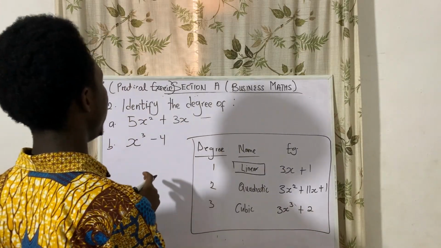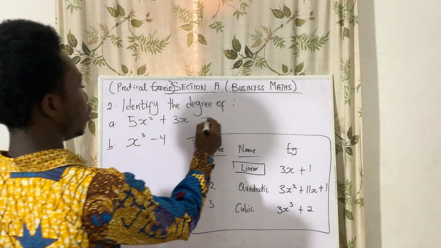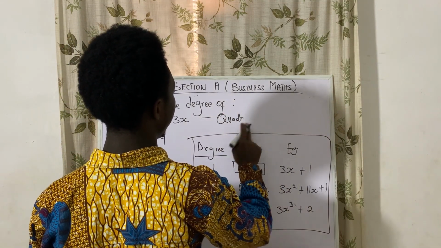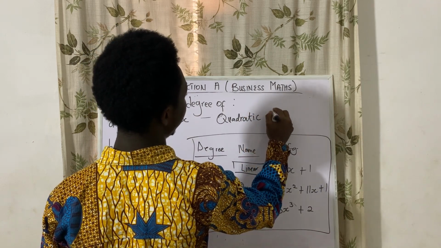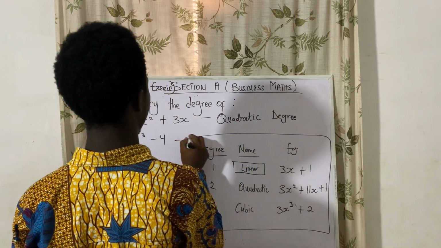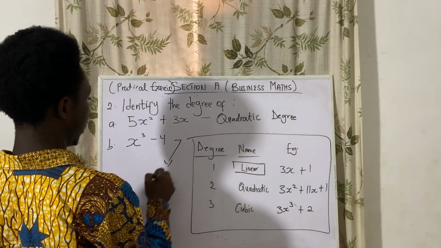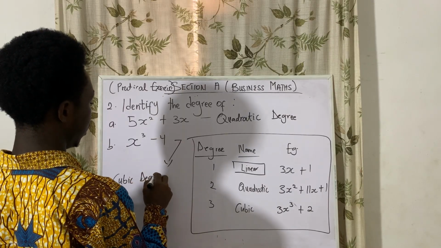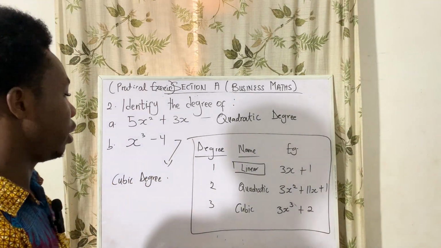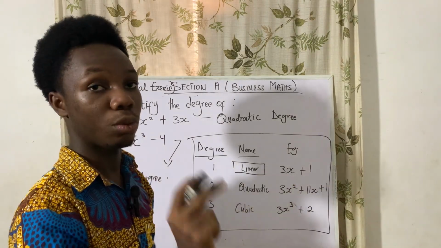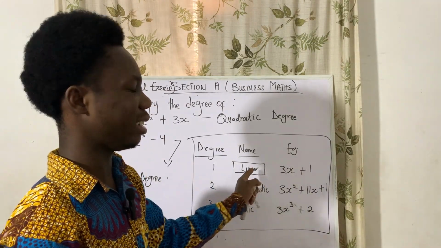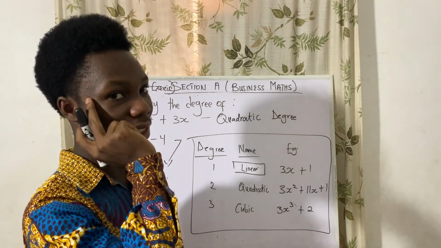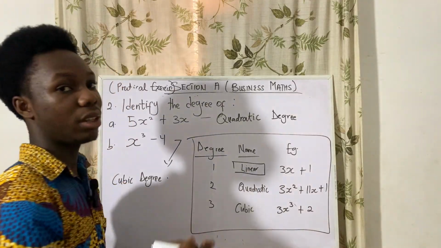So over here, the first one, we had what? The exponent to be 2. So this is going to be what? A quadratic degree. And the second one is going to be a cubic degree. So please do get it. Whenever you see the first one with an exponent 1, which we don't write, that is linear. With 2, it's what? Quadratic. With 3, it is what? Cubic. Put this in your head. Now let's look at the next one.